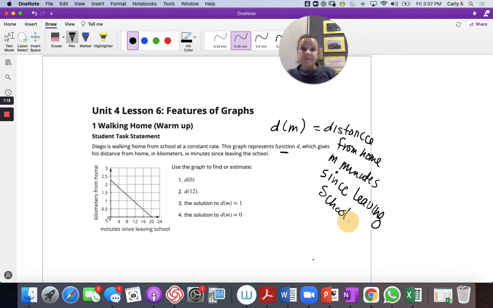Okay, so use this graph to find or estimate d at 0. That means our input is 0, and we're going to look on our graph when the input, or x, is 0. It seems to be approximately 2.25 kilometers from home, right? And we look at d evaluated at 12. Here's 12. Again, I can't read that one extremely accurately, but it looks to be maybe 0.9 kilometers.